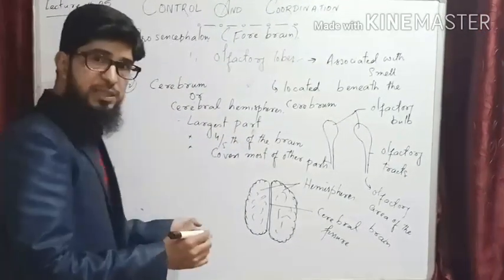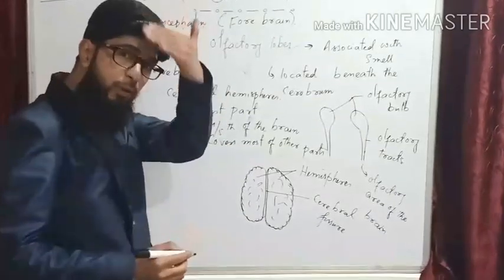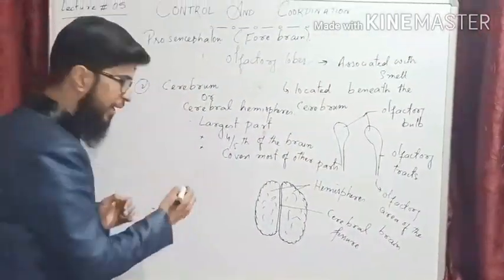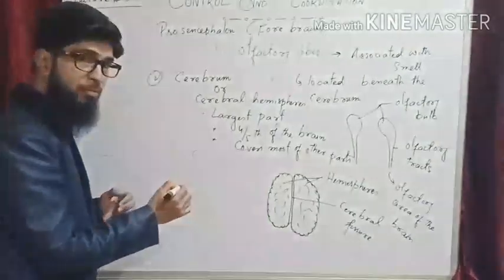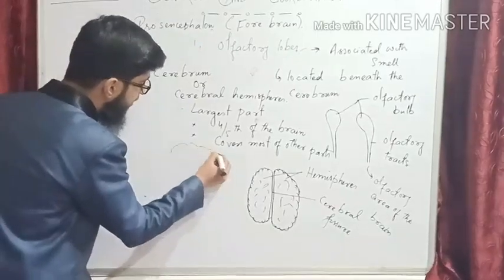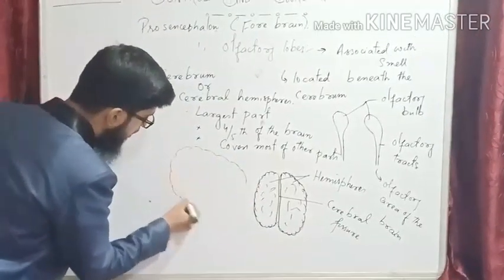If we see the side view of the brain, the lateral view, how will we find it? Because we are talking about the cerebrum right now, we will draw the cerebrum in this way. So this is the cerebrum.